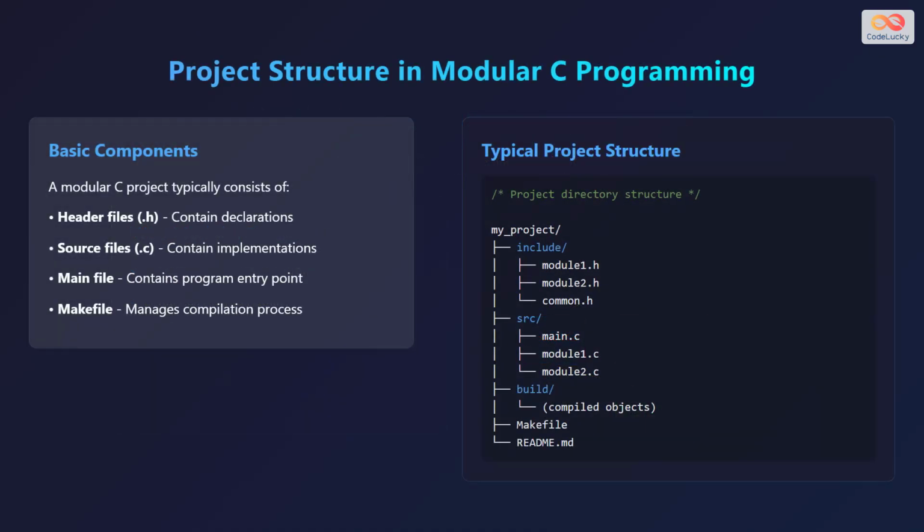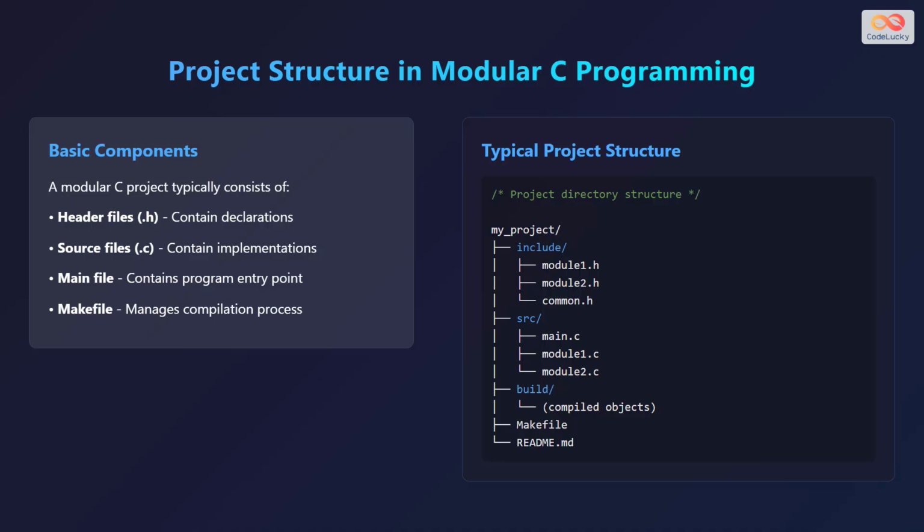A modular C project typically consists of header files with a .h extension, which contain declarations, source files with a .c extension, which contain implementations, a main file, which contains the program entry point, and a makefile, which manages the compilation process. Here's a typical project structure.